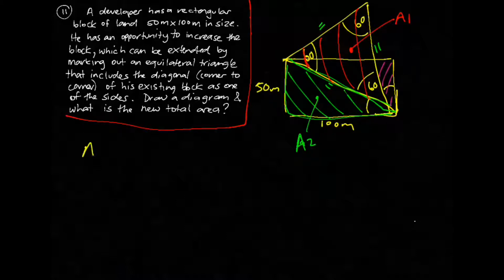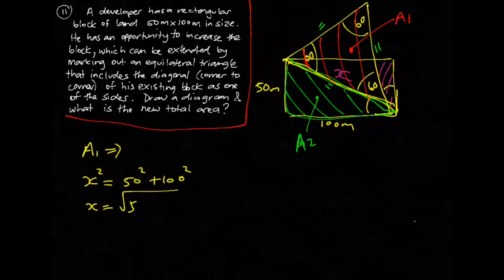So let's work out A1. Now, for A1, we need to know the hypotenuse, which is the diagonal length. Let's call it x. Using Pythagoras, x squared equals 50 squared plus 100 squared. So x equals the square root of 50 squared plus 100 squared, which equals 111.803 metres.